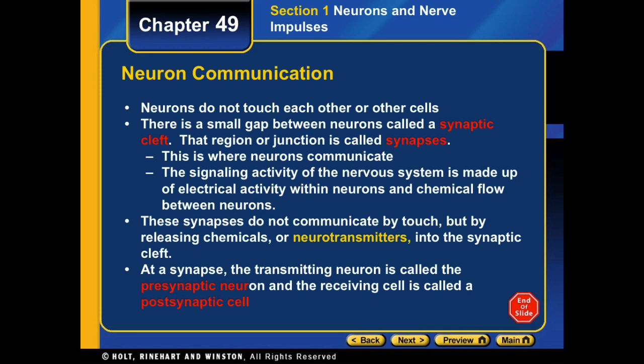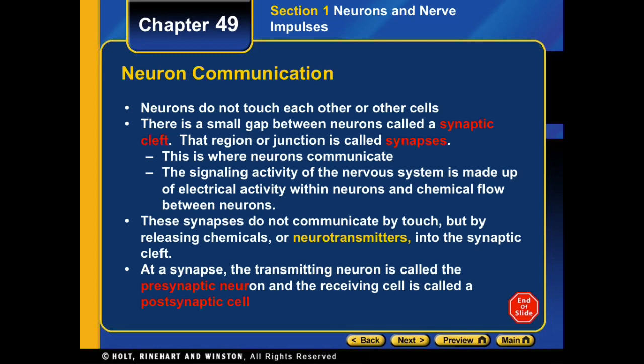And this signaling activity is made up of electrical activity within the neurons, and there is also a chemical flow involved between the neurons. So you have an electrical component and a chemical component. These synapses do not communicate by touch, but they communicate by releasing chemicals. You might have heard of them. These chemicals are called neurotransmitters, and these neurotransmitters get released into that gap, into that synaptic cleft.